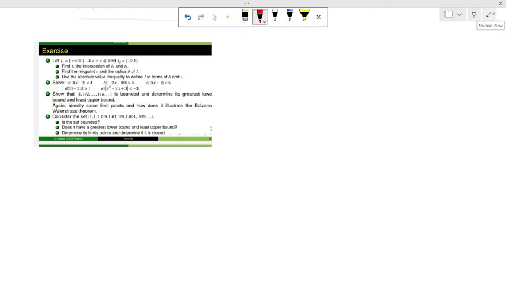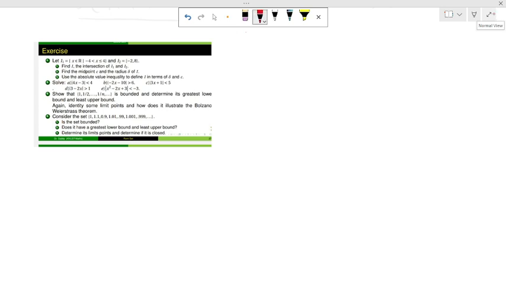The first question says: let I₁ be equal to a set of x, where x is a member of all real numbers, where x is greater than -4 and x is less than or equal to 4. And we have I₂, which is a half open interval, [-2, 8). Then the first sub-question says find I, which is the intersection of I₁ and I₂.